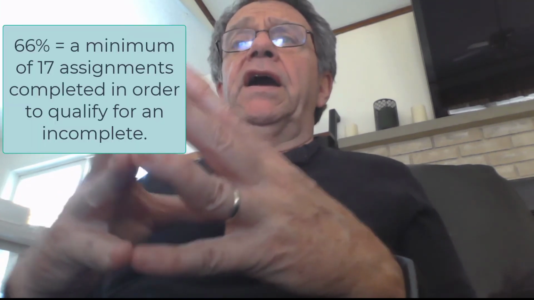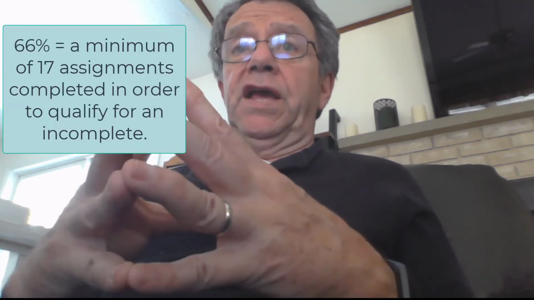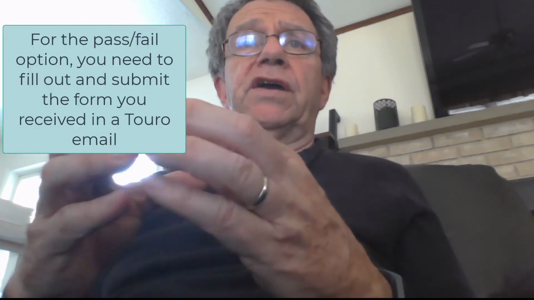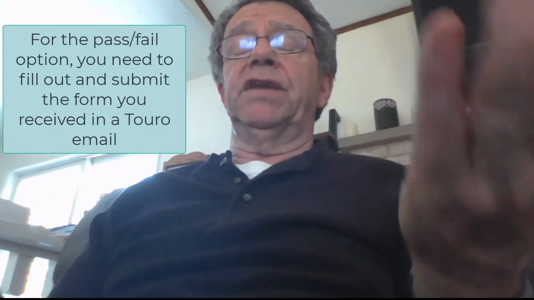So that's it. If you're going to take an incomplete, you need to let me know that. You need to have completed 66% of the assignments. If you're going to take a pass-fail, there is a form to fill out. You don't tell me you're going to do that. I just get something from Turo that says this student has elected to take a pass-fail. So that's something you have to do, and you should have gotten an email. So make sure you check your Turo email, please.